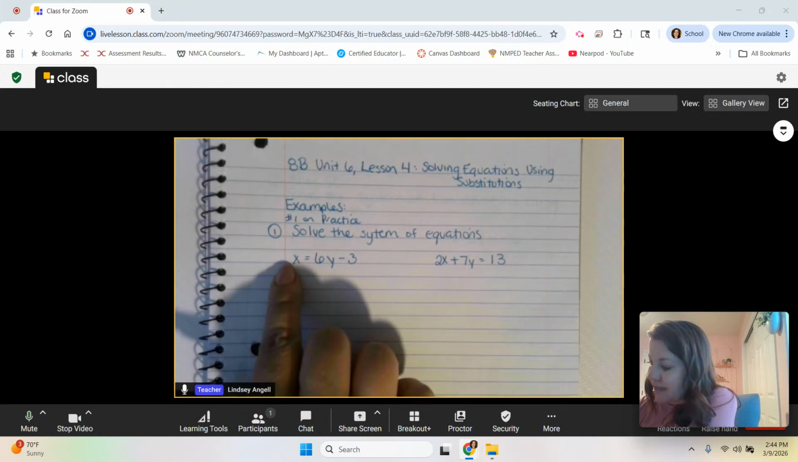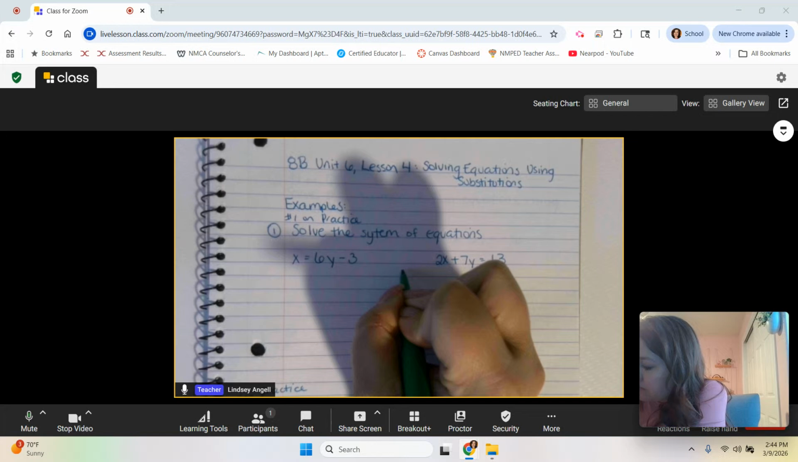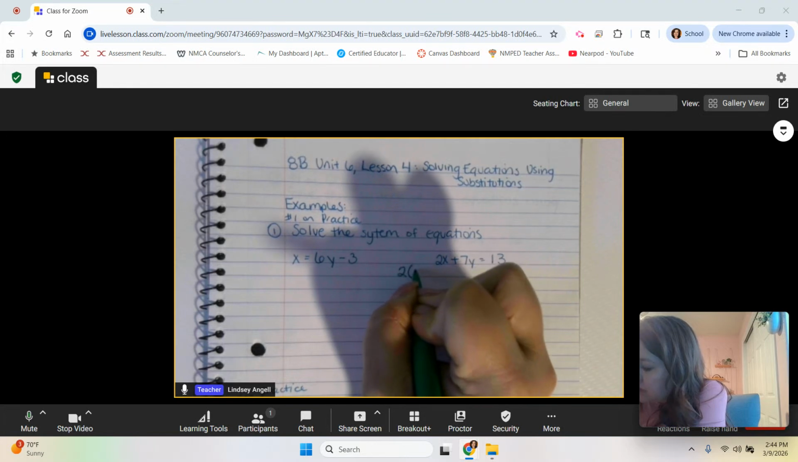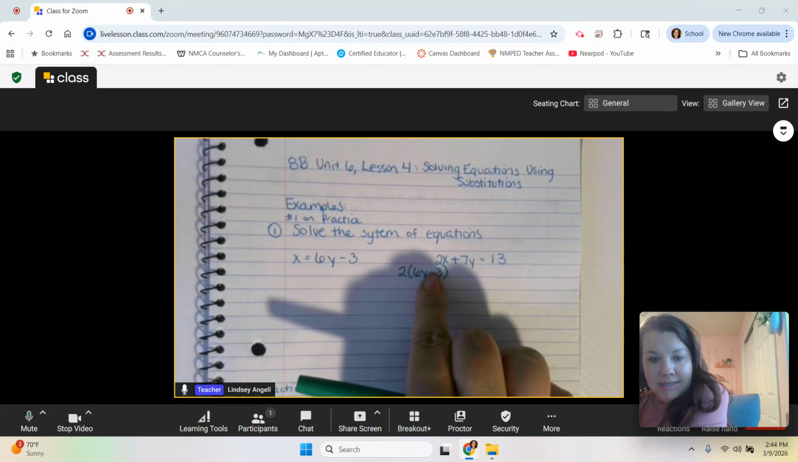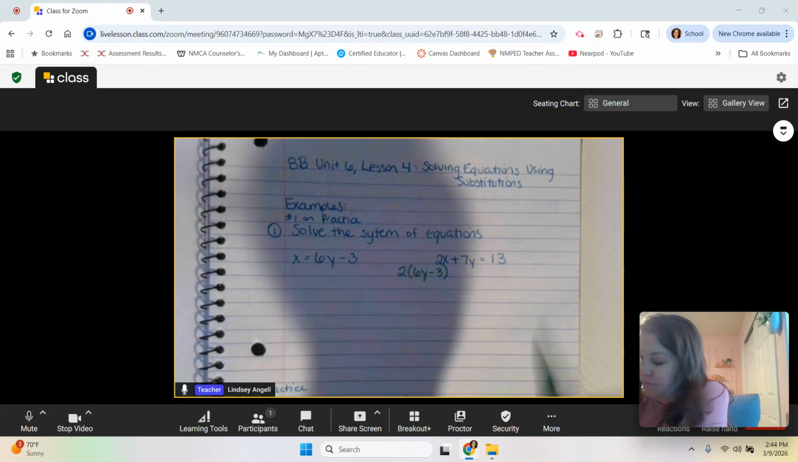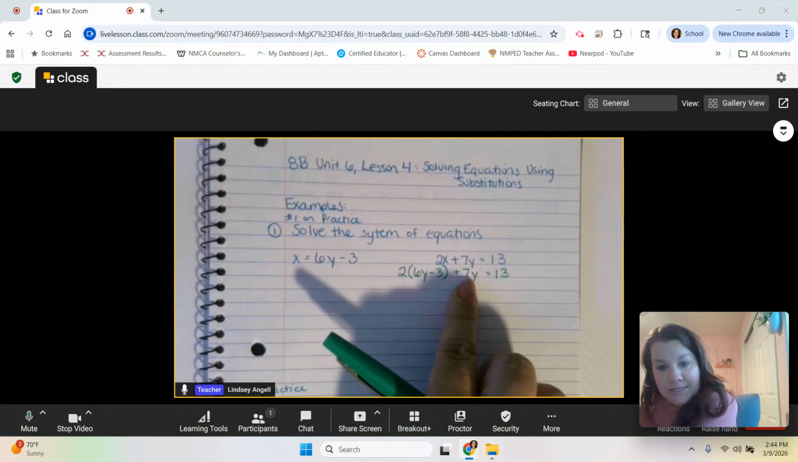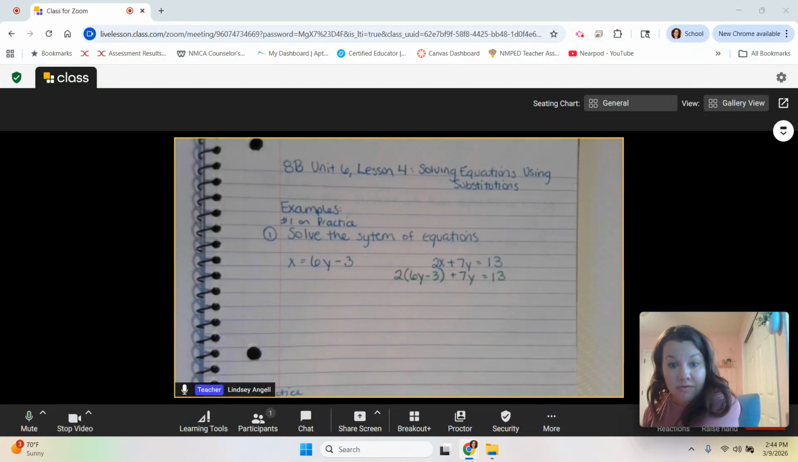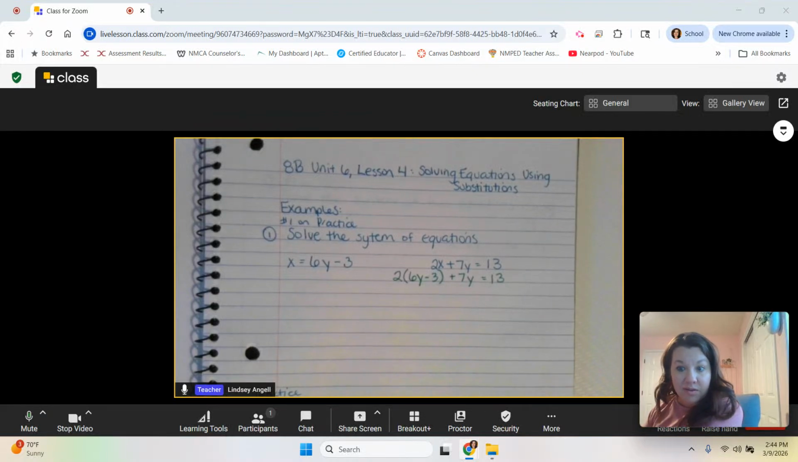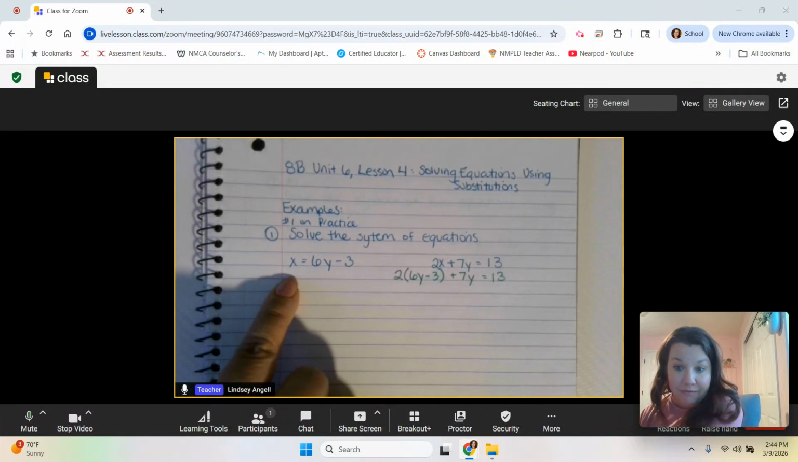This says x is equal to 6y minus 3. If I plug that in over here, I can say 2 times (6y minus 3) plus 7y equals 13. All I did was replace x with this value. Now the nice thing is I only have one variable, and I can solve down to one number, hopefully, for y. Then, using the y value, I can plug that back into the other one and solve for x.